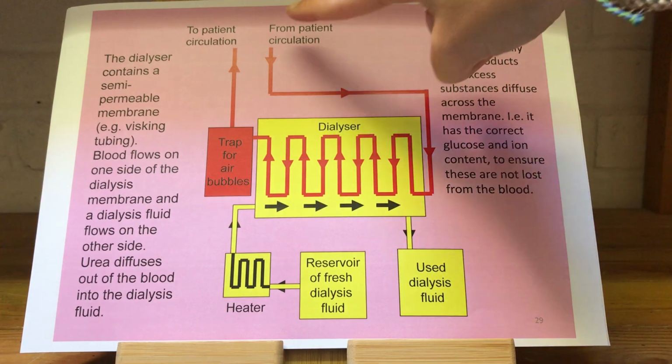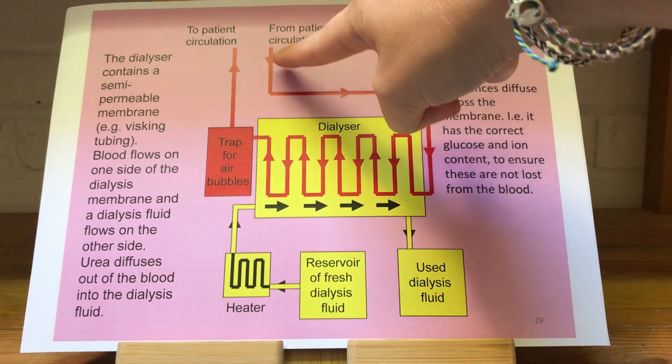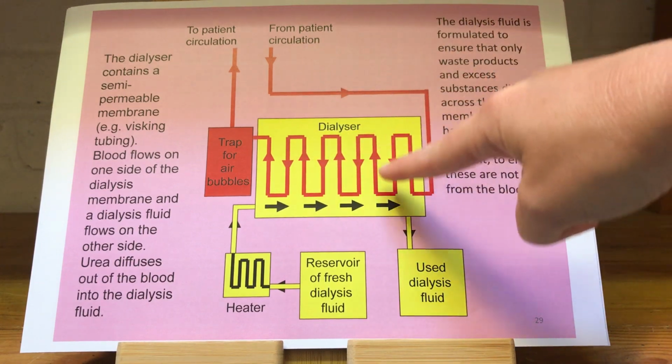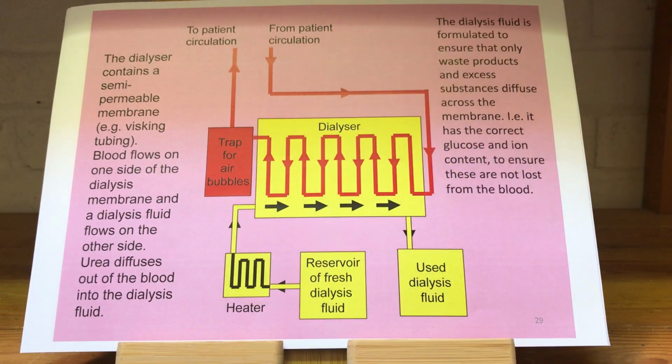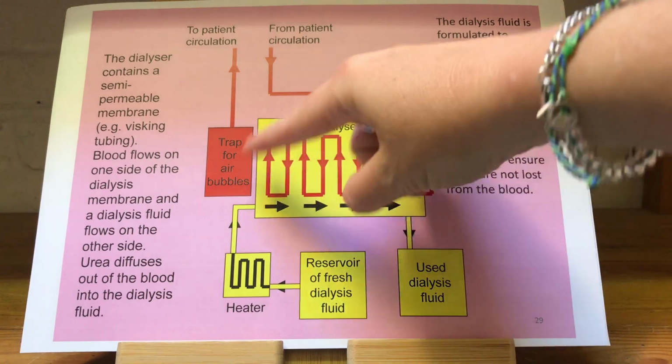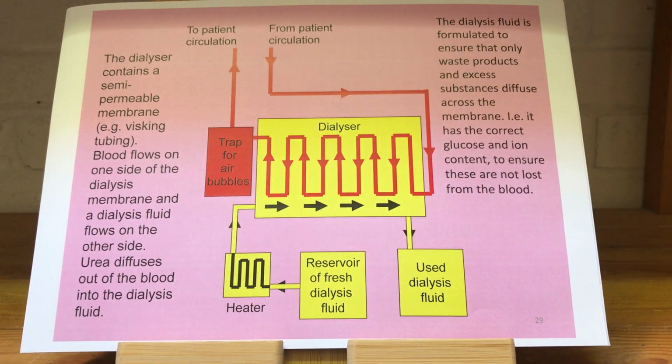Here we've got the blood coming from the patient, probably from their arm. Okay, it's coming through here and it's going this way, wiggling through the dialysis machine because it gives it a larger surface area. It gives it more opportunities for that diffusion of urea to come out. So all of the urea moves from this viscing tubing into the dialysis fluid by diffusion.